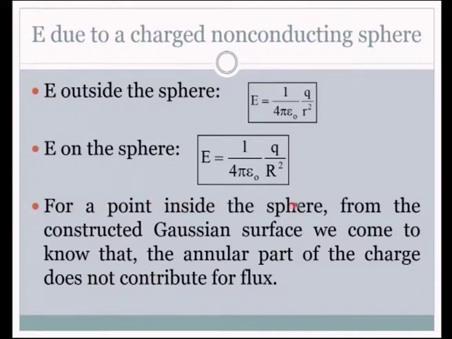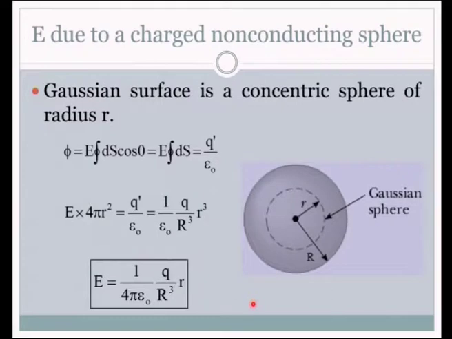For a point inside the sphere, from the constructed Gaussian surface, we come to know that the annular part of the charge does not contribute to the flux. This is how the Gaussian surface is considered. The Gaussian surface is a concentric sphere of radius small r. This is the annular region, and the annular region will not contribute anything. It is only the charge that is enclosed by the Gaussian surface that will contribute to the flux.